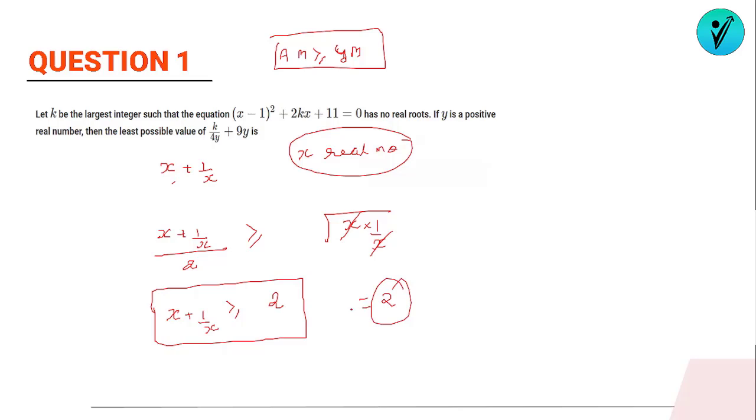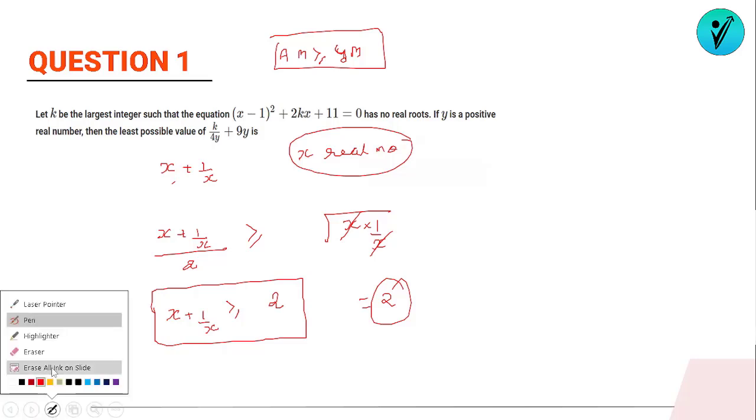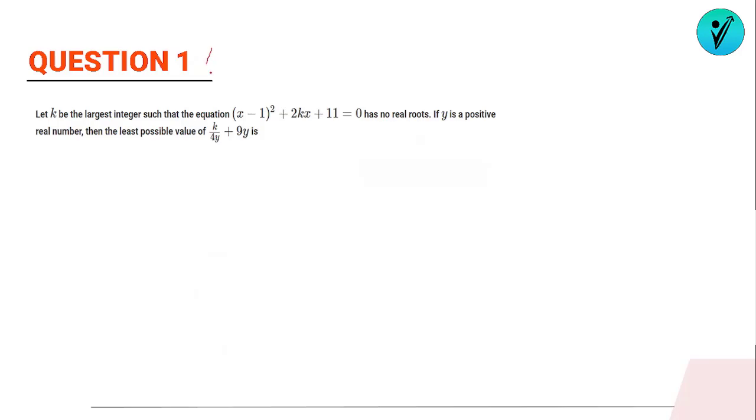Now let's apply the concepts on some beautiful questions. All these questions have been taken from previous year papers. For example, this question I have taken from CAT 2023 itself. The question is: let k be the largest integer such that the equation (x minus 1) whole square plus 2kx plus 11 equals 0 has no real roots.